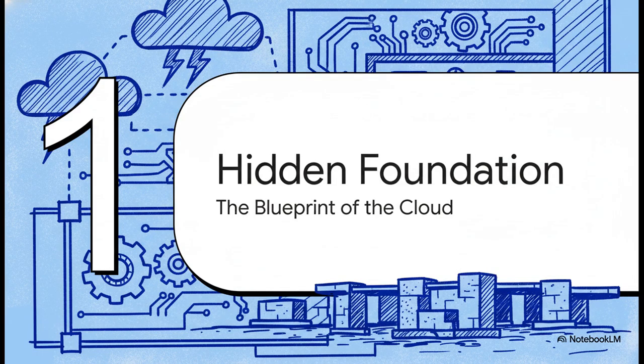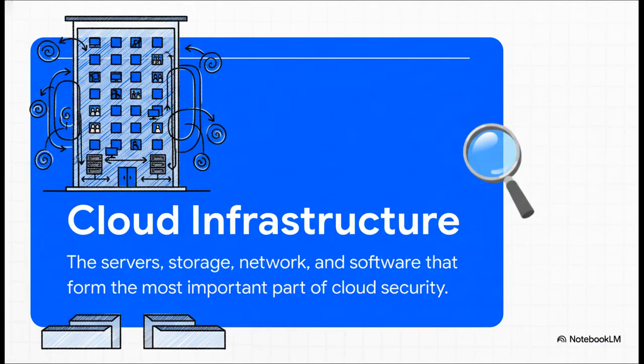So, to really get a handle on cloud security, we have to start with the blueprint. We've got to look at the physical foundation that our digital lives are actually built on. At its most basic level, cloud infrastructure is just that: physical stuff, servers, storage, software, networks. But the best way to picture it is to think of a massive, super high-tech apartment building. It's got all the core wiring, the plumbing, the structural supports that let thousands of different people, we call them tenants, live and work inside.